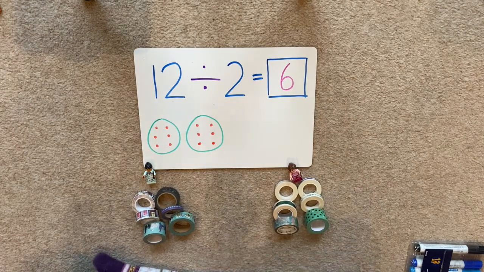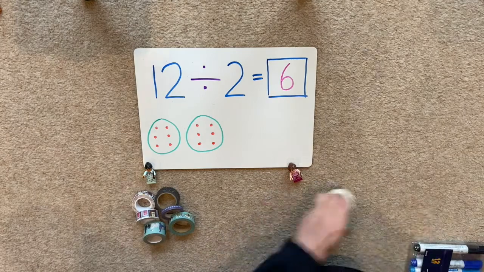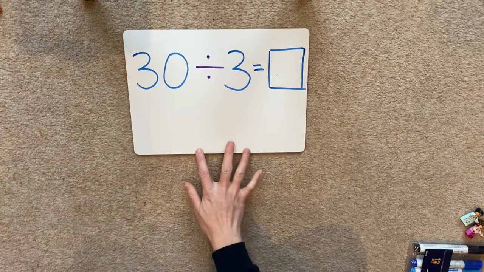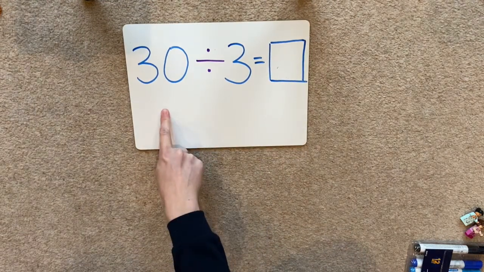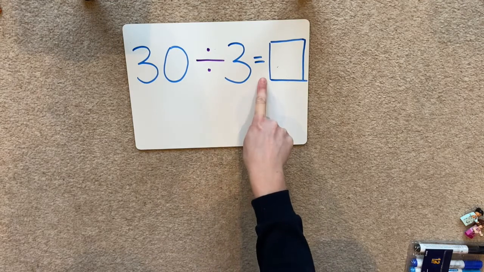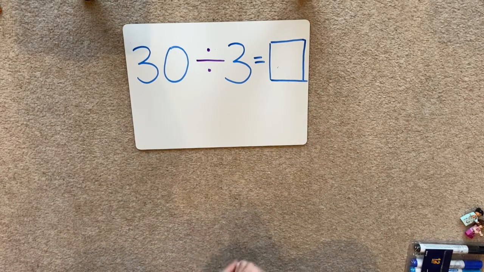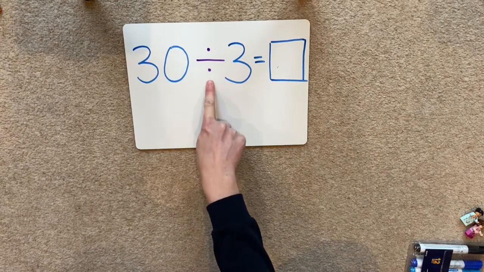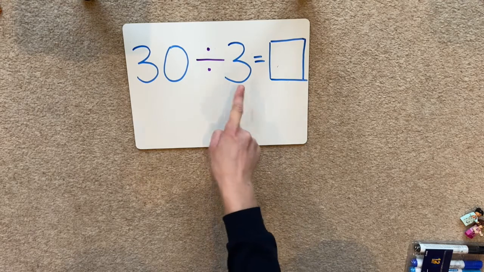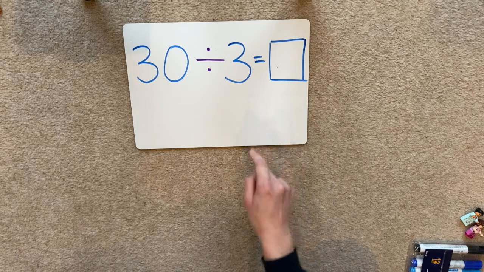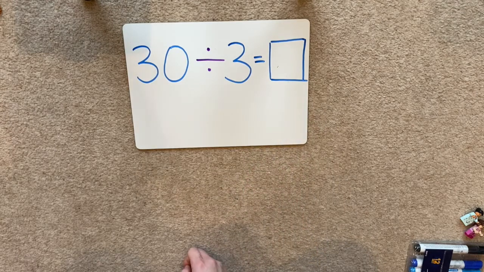Let's do another example. I'm going to clear my stuff away. 30 divided by 3 is the same as something. 30 objects, my all-together number, is shared between 3 groups, or shared between 3 people. Then we have to find out how many each person or each group will have.